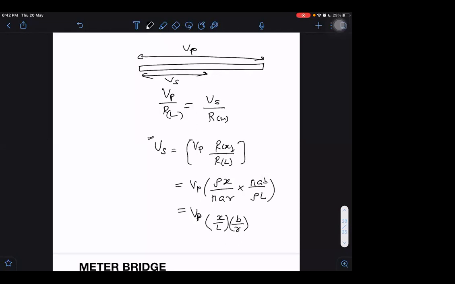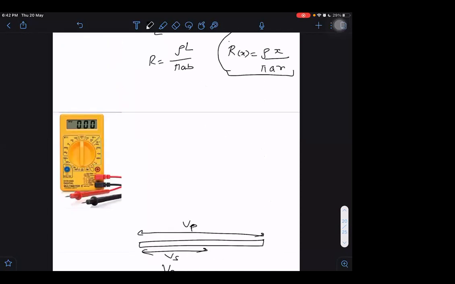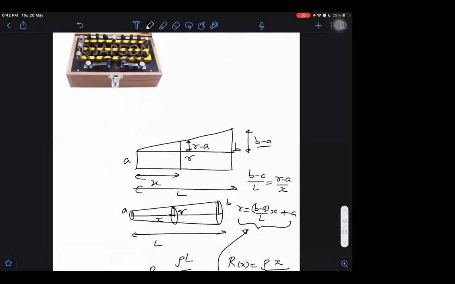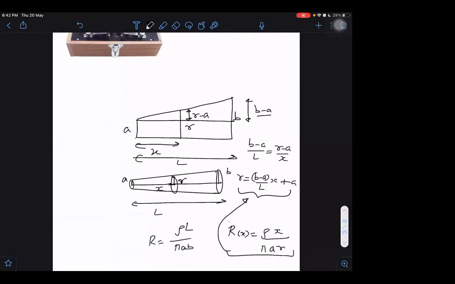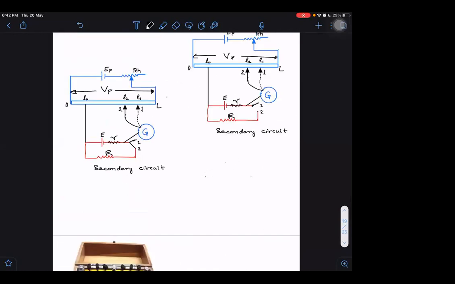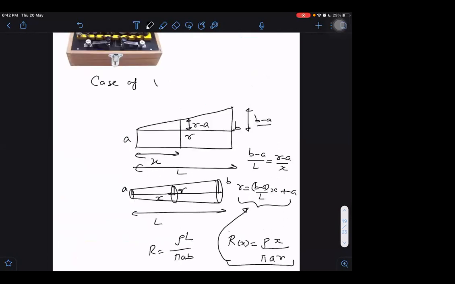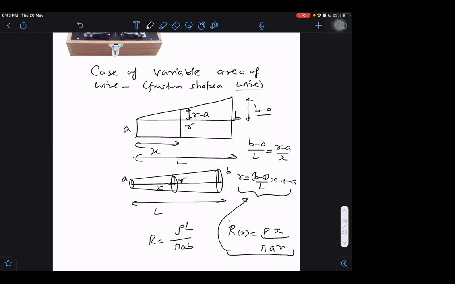So we have done one case. Which case have we done? We have done the case of variable area. Let me put the heading: case of variable area of wire. If it is variable area, then the wire will be like a frustum, or we can say frustum shaped wire. If it is a frustum shaped wire, then we will do it in this way only. This is the wire shape.